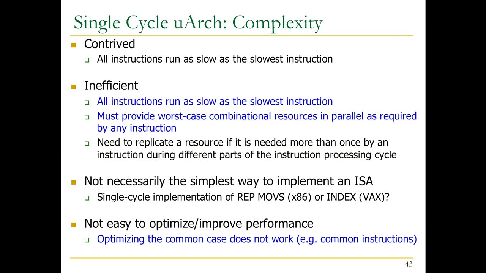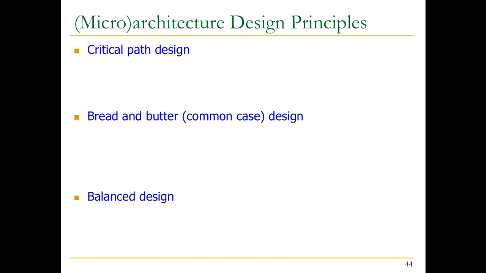So you get my point. Basically, also, it's not easy to optimize and improve performance, right? Optimizing the common case doesn't work with a single cycle architecture because you may have some common instructions. Your most common instruction could be an add, and you're not optimizing for that. The latency of the add is determined by the latency of this humongous repeat move S. That's why single cycle doesn't work, basically. You always need to optimize the worst case all the time. And optimizing the worst case is really hard because you have very little margin to optimize that worst case over here.